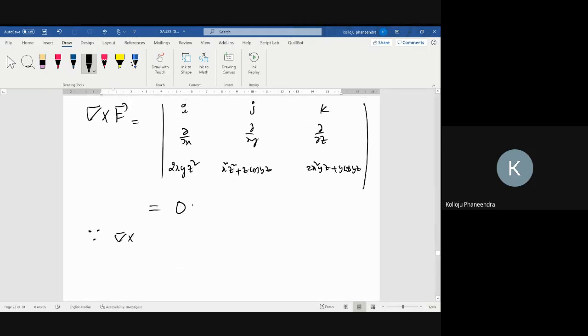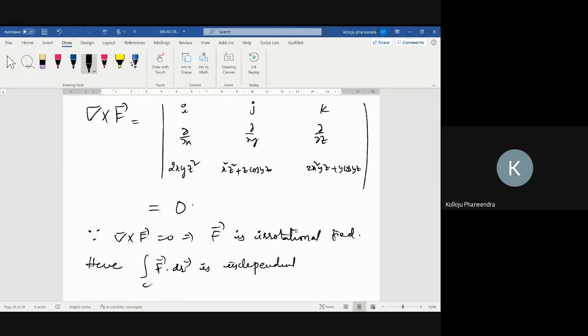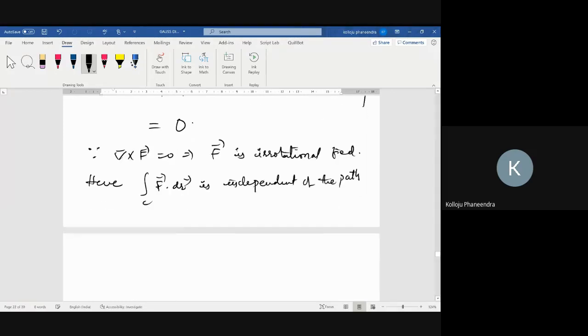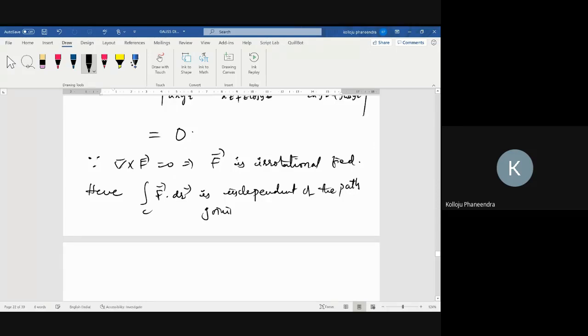Since del cross f bar is 0, f bar is an irrotational field. Hence the integral over C of f bar dot dr bar, the given integral, is independent of the path joining the points A and B. Hence evaluate it. That is the question.